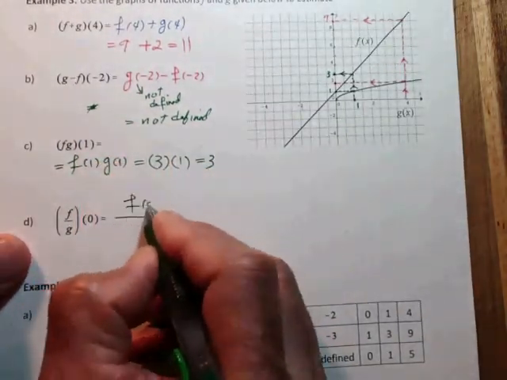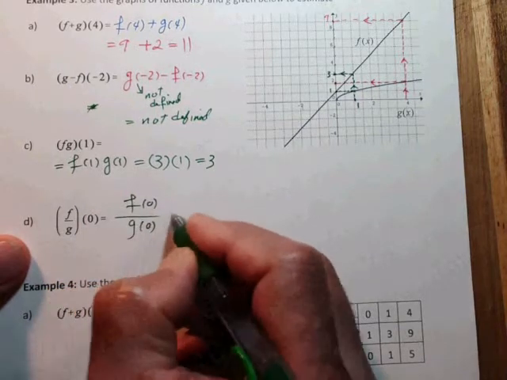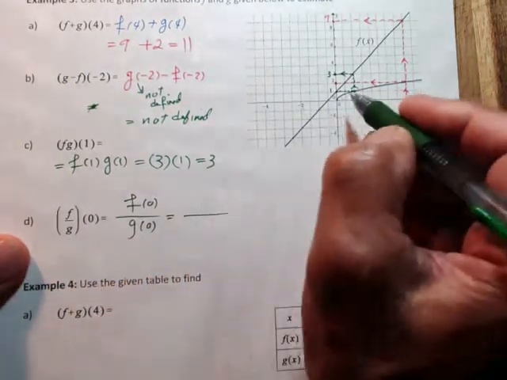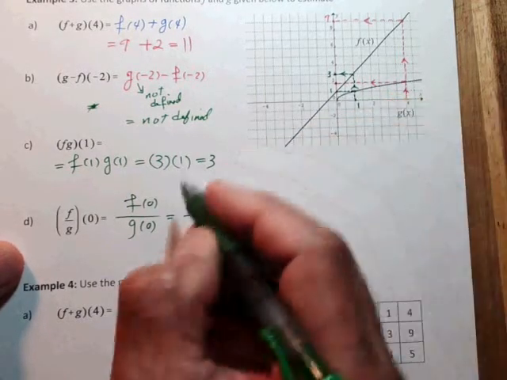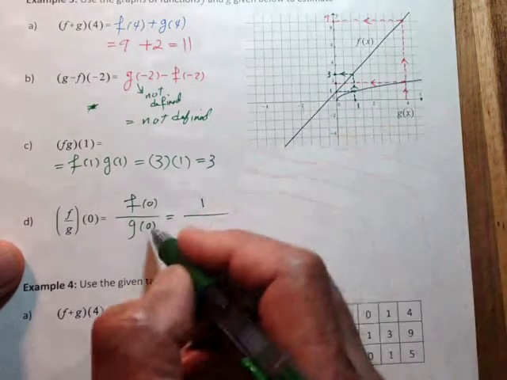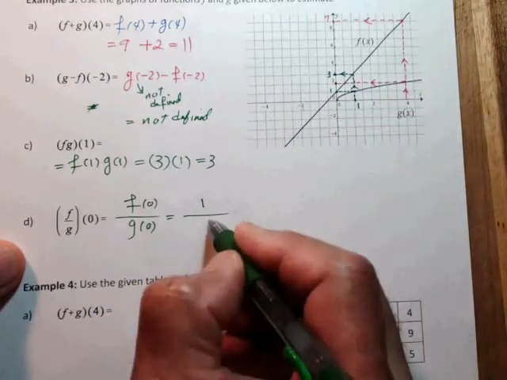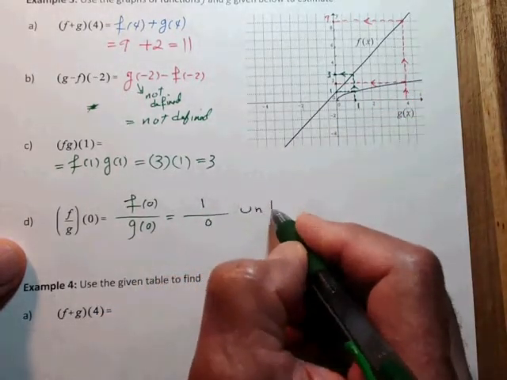F over g at 0. This is f of 0 divided by g of 0. For f of 0, from 0 you get to f, you get 1. G of 0 is 0. So this is undefined.